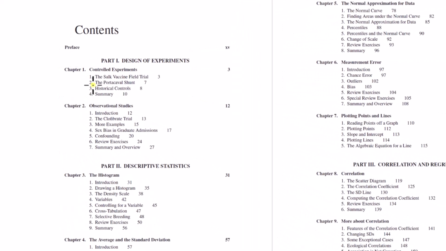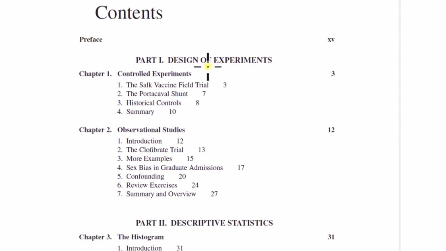All right, so part one, these first two chapters, is on design of experiments. We're going to learn about two types of experiments: controlled experiments in chapter 1 and observational studies in chapter 2. In this video, we're going to go through all of chapter 1.